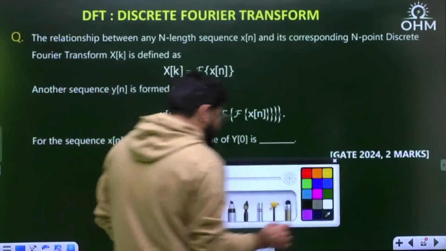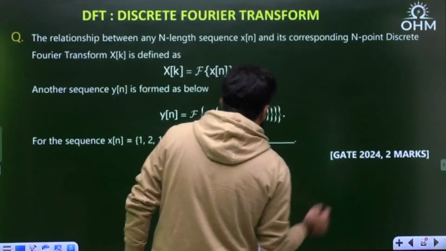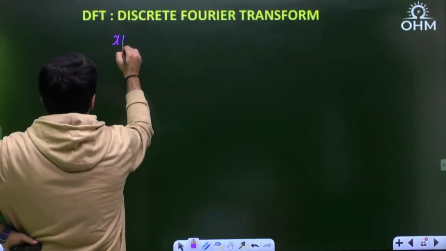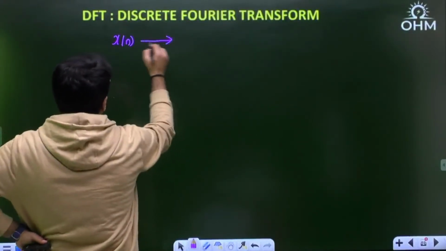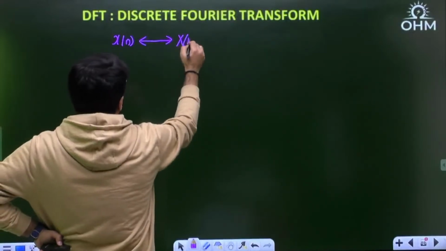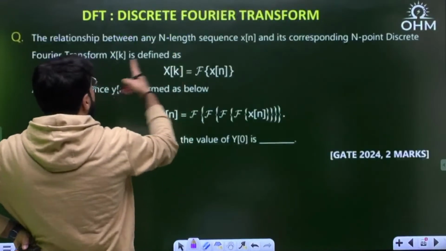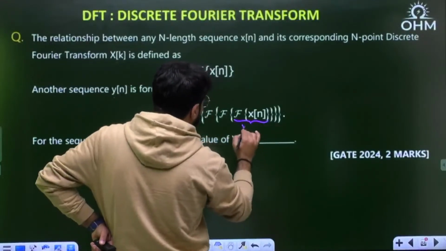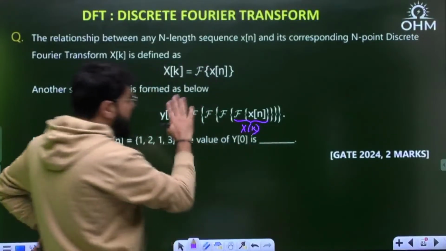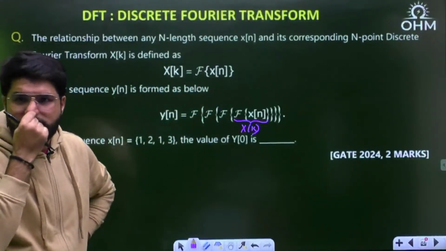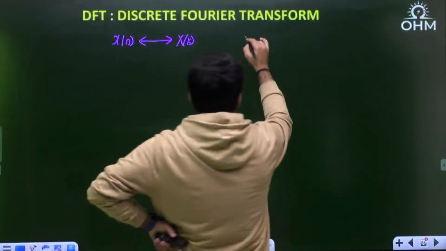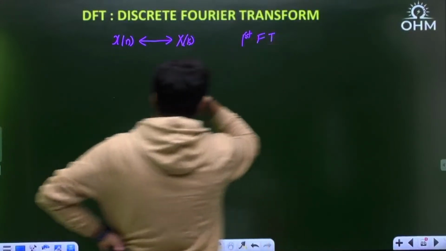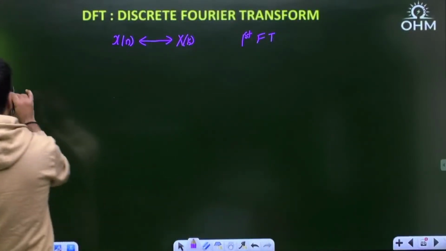Capital Y0. See, duality. I'll solve the duality very clearly. If xn has the DFT xk, this xk itself is known as the first Fourier transform. And I need to take 4 Fourier transforms, clear? So this is the first DFT, I would say, the first Fourier transform. Now I will apply duality.